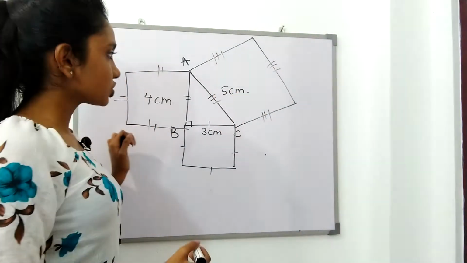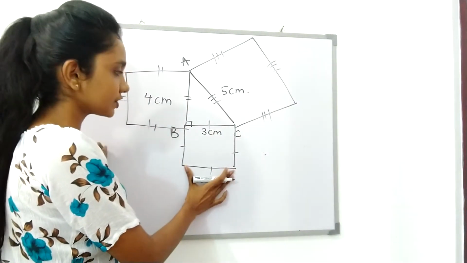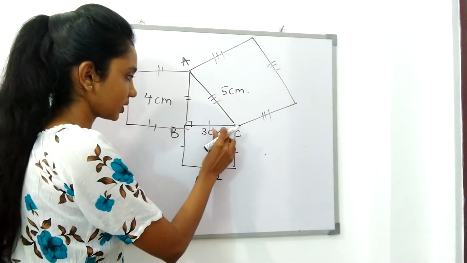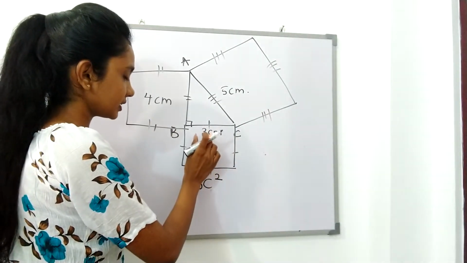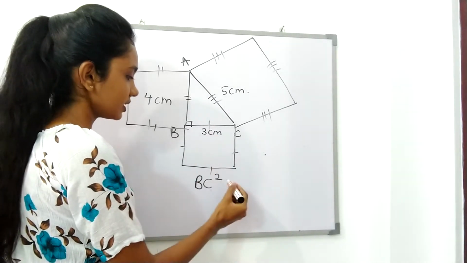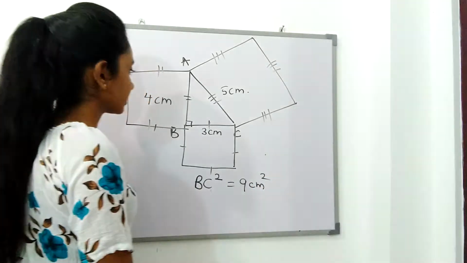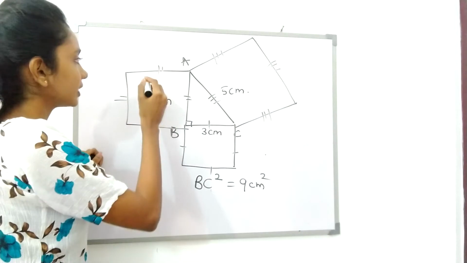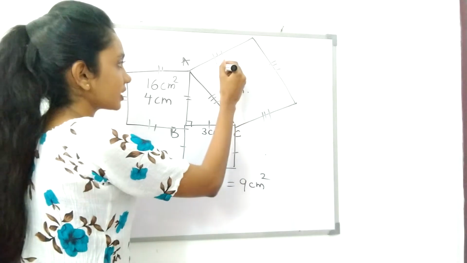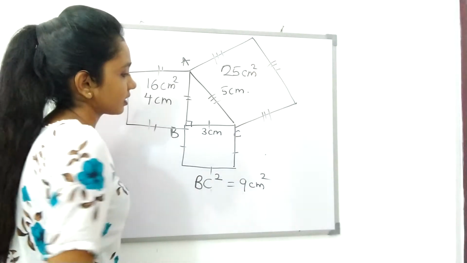Now children, you can see, if we take the area of this square, it is BC square. If you multiply the length and breadth, it's the area. So 3 into 3, it's 9 square centimeters. The area of this square is 16 square centimeters, 4 into 4. The area of this square is 25 square centimeters.